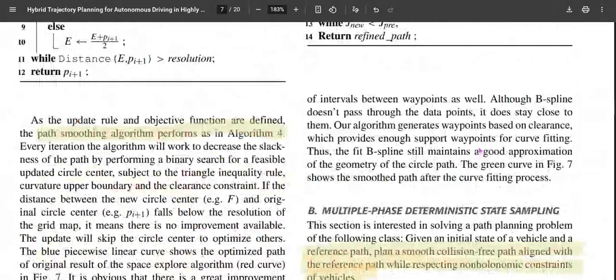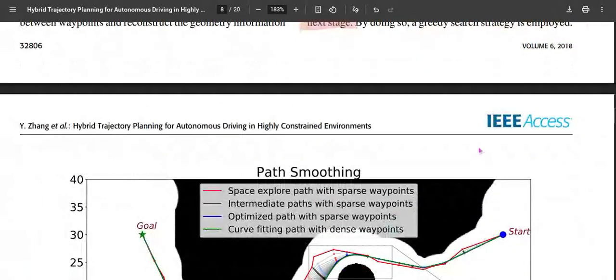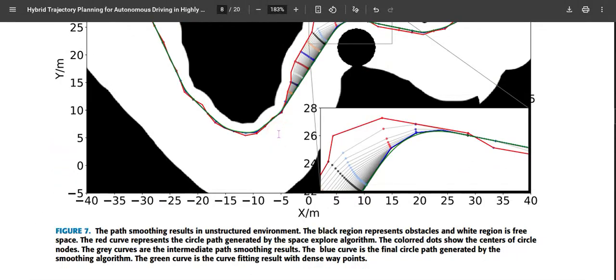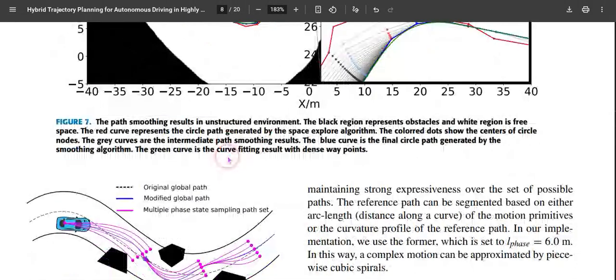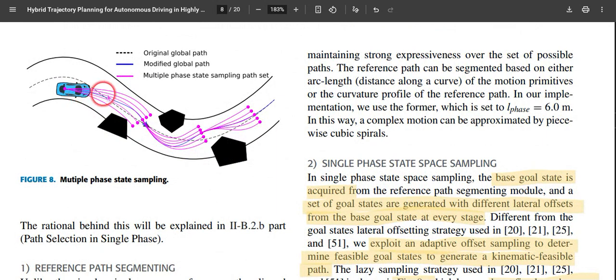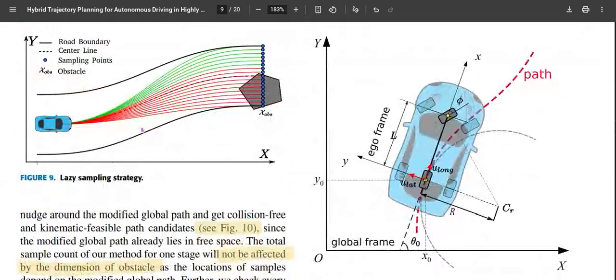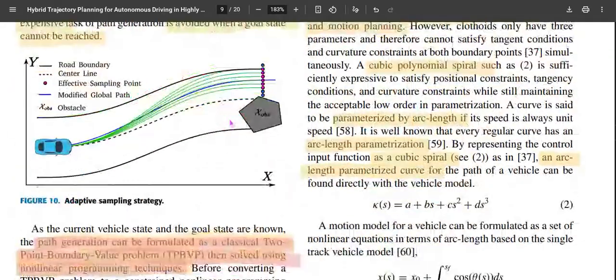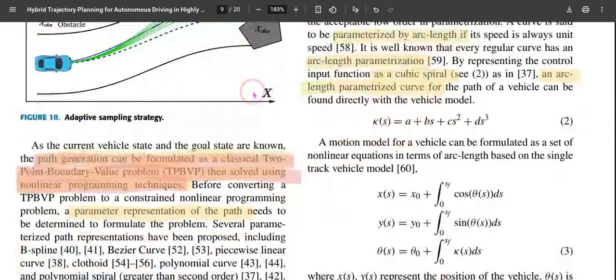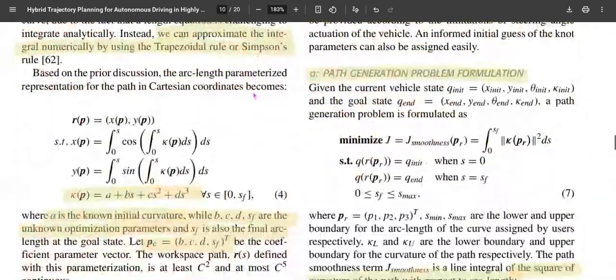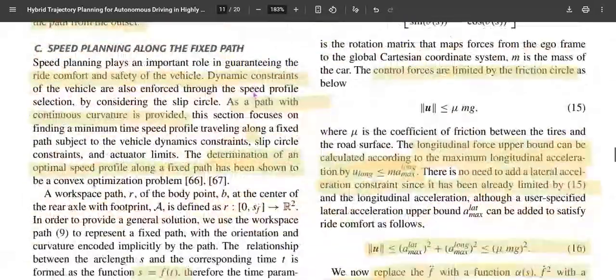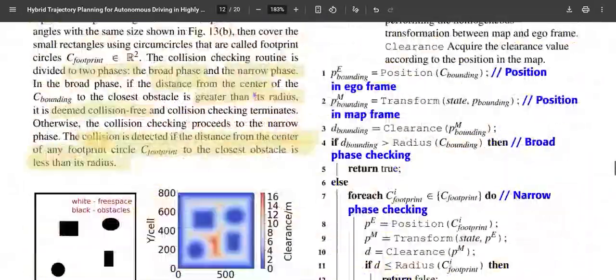And the second one is multi-stage sampling. Instead of a single stage, the generated path would be very coarse, so they do some kind of smoothing and make multi-stage sampling similar to this. This is the original global path, but if they wanted to make a global modification, they add a modified layer here and make this trajectory sampling, but this is single stage. What they do here is multi-stage sampling, similar to the other one.